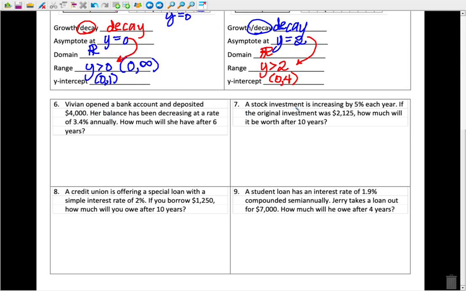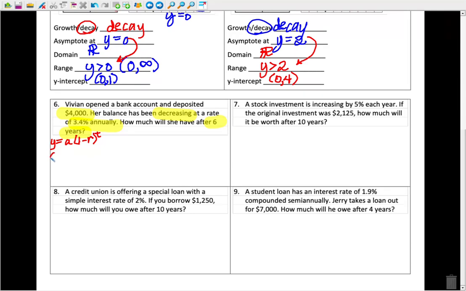For number 6, Vivian opened a bank account and deposited $4,000. Her bank balance has been decreasing at a rate of 3.4% annually. How much will she have after 6 years? This is telling you she has a decreasing rate of her balance, which means we're using a decay formula. Decay formula is y equals your A times 1 minus your rate to the power of whatever your time is.